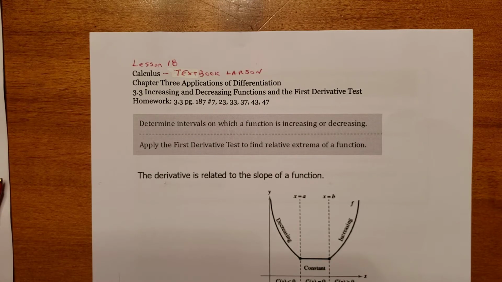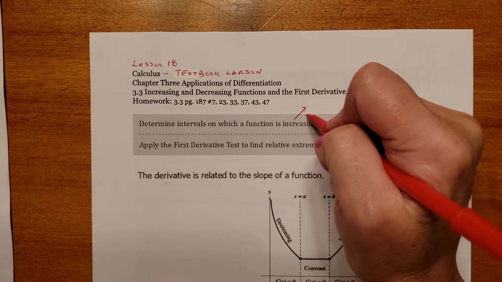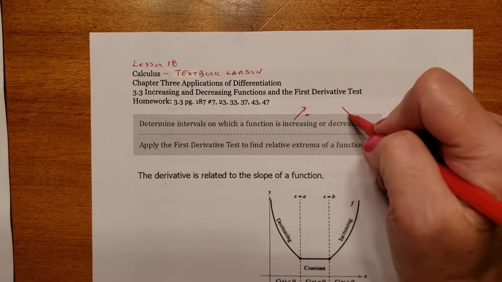We are on lesson 18 of calculus. We're talking about increasing and decreasing functions today in the first derivative test. We're going to determine intervals on which a function is increasing, which remember means it's going up and it has a positive slope, or where it's decreasing.